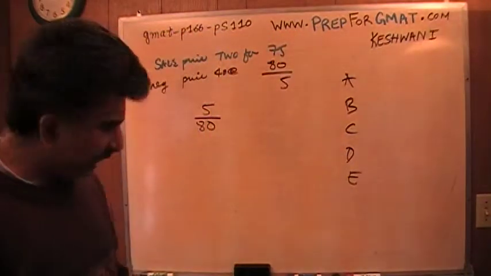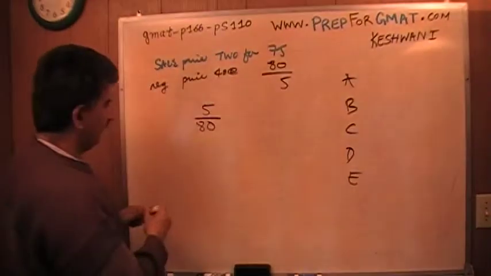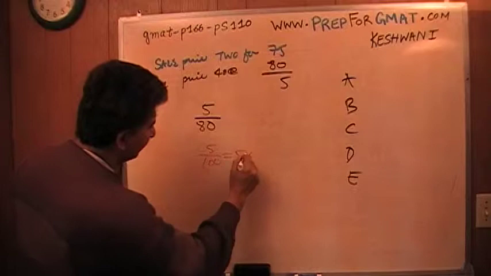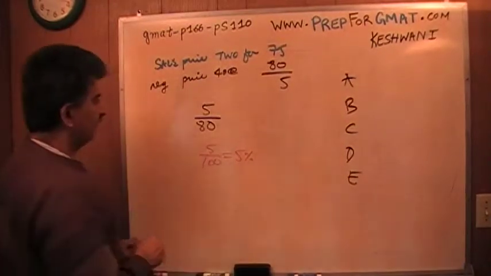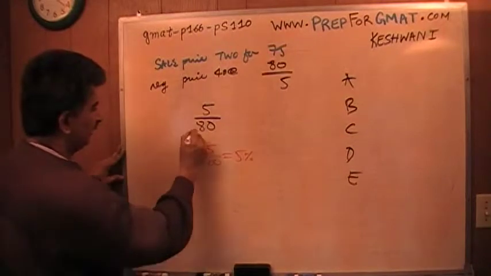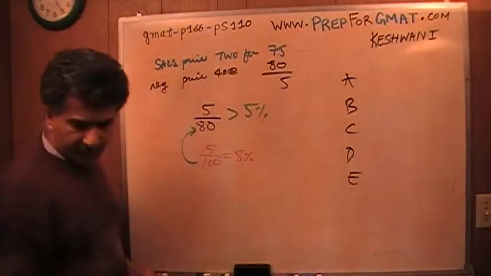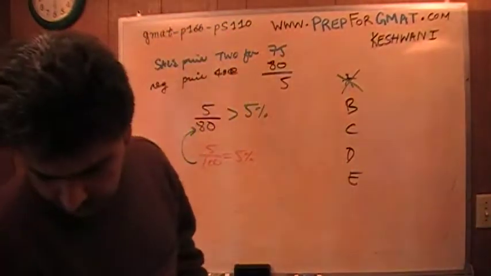Well, the very first thing I notice is that 5 divided by 100 is 5%, obviously. 5 out of 100 is 5%. Since this is 5 out of 80, a lower number, this has to be more than 5%. What can I cross out? A is gone. What else can I cross out?